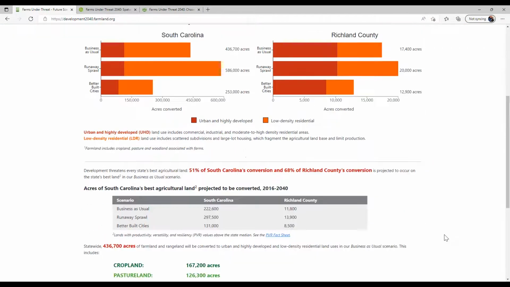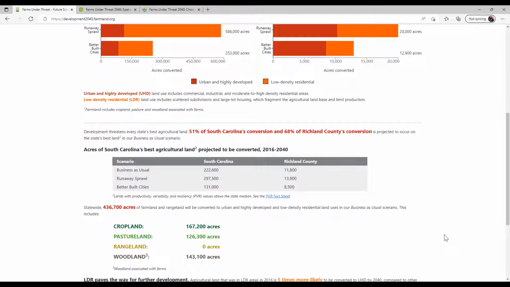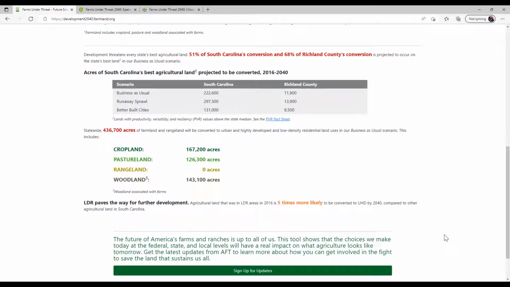If you go on down and look at what else you can learn on this page, it talks about, as I was talking about earlier, the acres of South Carolina's best agricultural land. Again, that's land that has that high PVR index that I talked about. You can see that a large part of the business as usual, 222,000 acres, so a good half of the land that's likely to be converted in South Carolina, is on the highest quality land in the state. And that number gets even higher when you go into runaway sprawl.